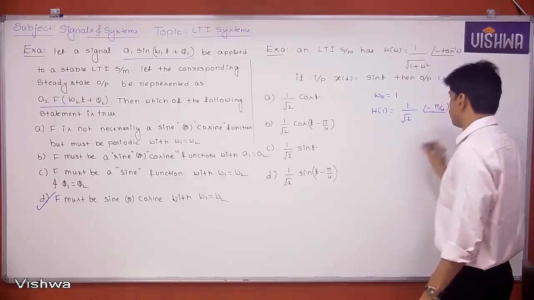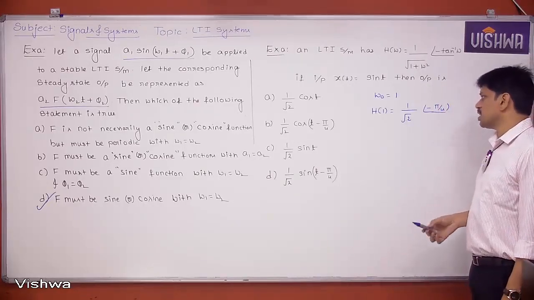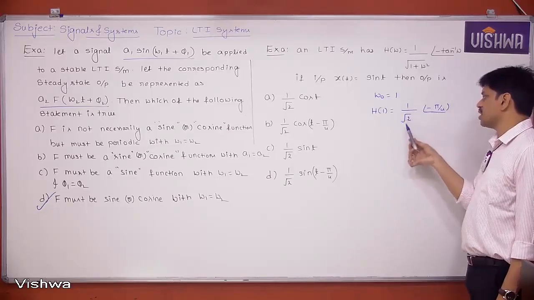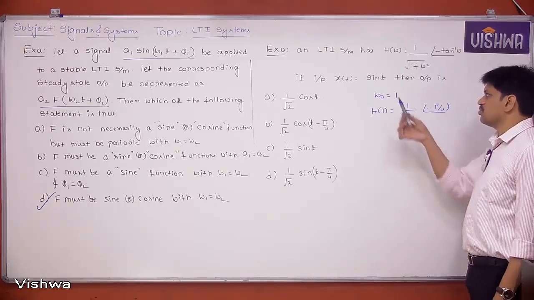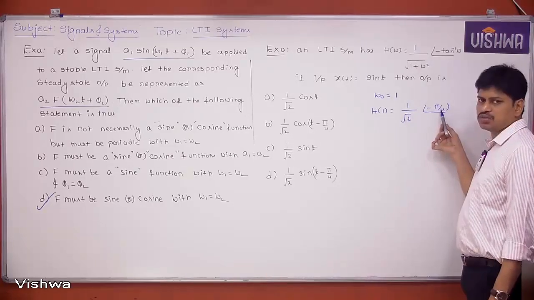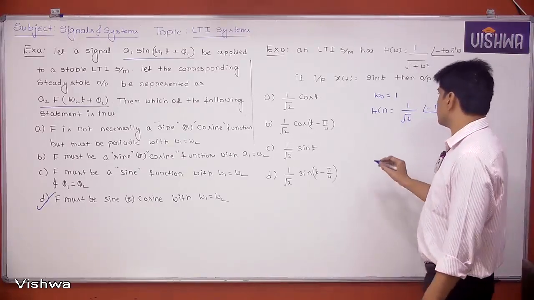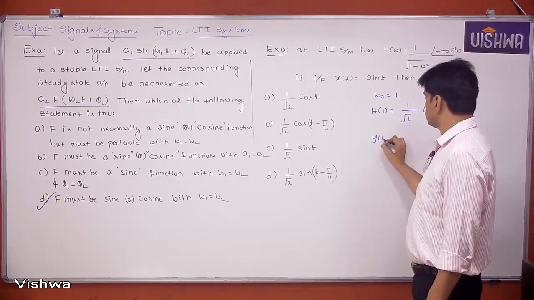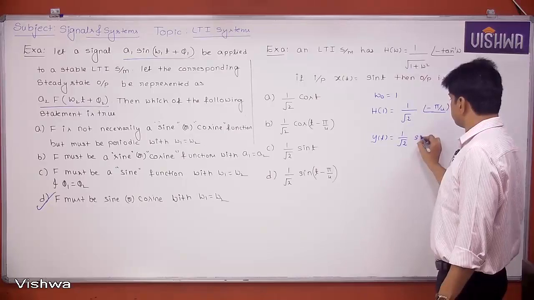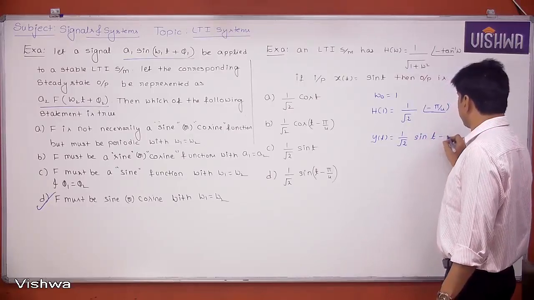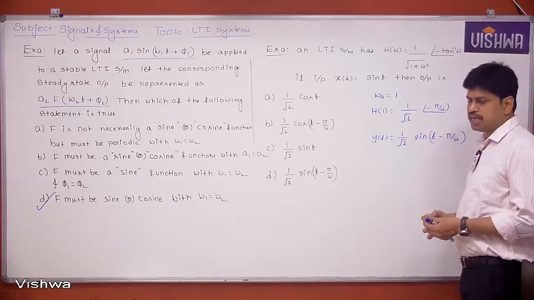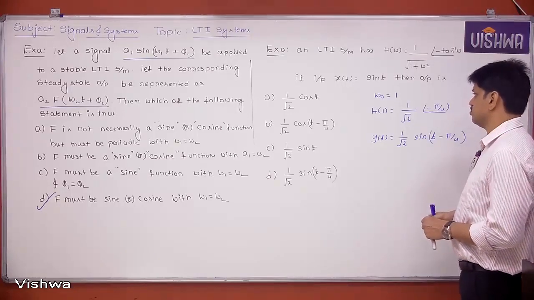Now if you observe carefully, at this frequency we have the magnitude and we have the angle. So if the input is this one, we have to multiply with the magnitude and take the angle, which is minus pi by 4. So I get y of t equal to 1 by root 2 sin of t minus pi by 4. Magnitudes get multiplied and phases get added. Okay, take it.